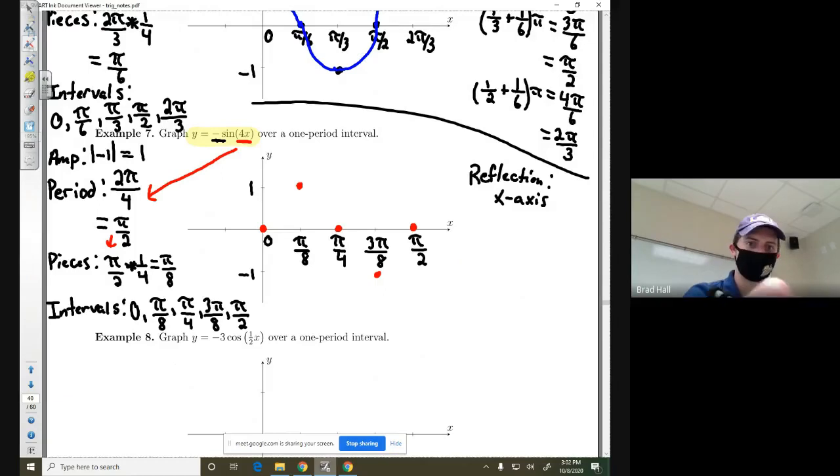There is a reflection, though, so obviously anything on the x-axis is going to stay the same, and then anything not on the x-axis flips. Oops. So really, it's these points in black that I care about. So it's the sine function, but it's flipped about the x-axis.